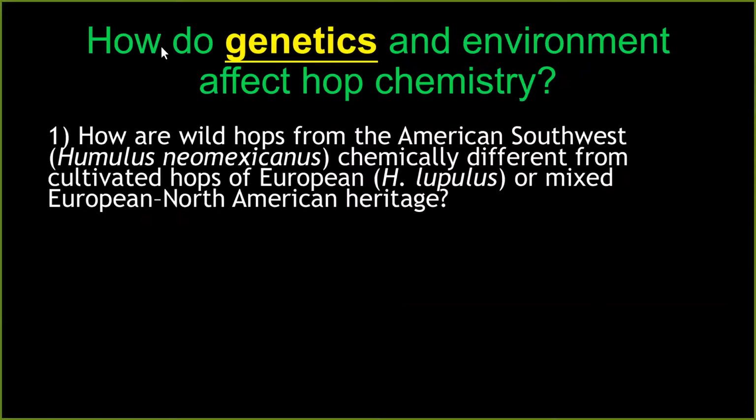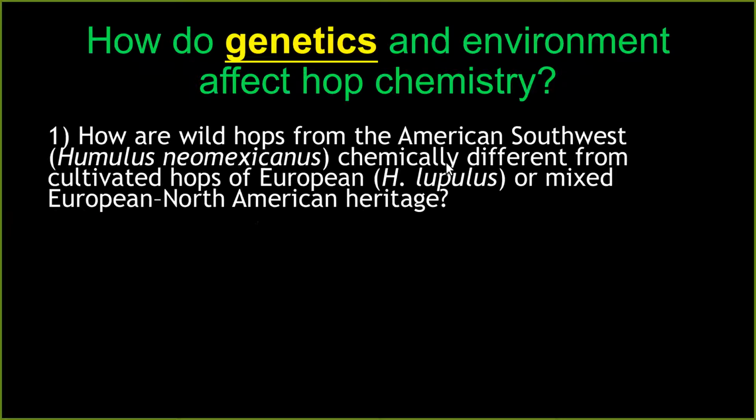So going back to this question about how genetics and environment affect hop chemistry, in the first project we're asking how wild hops from the American Southwest, species neomexicanus, chemically differ from cultivated hops, which are mostly of European descent, species Humulus lupulus.